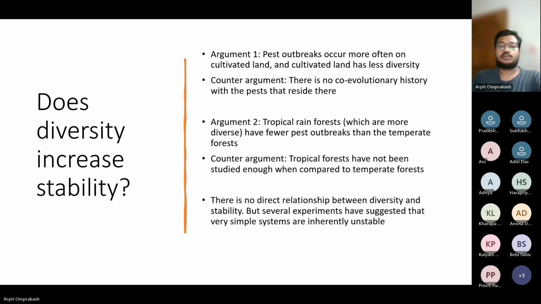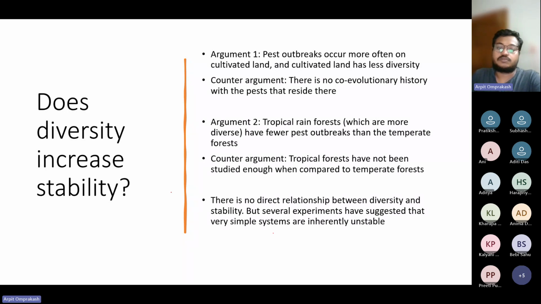Right. So it might not be just the diversity of the forest. The second argument that one can make is that tropical rainforests, which are more diverse, have fewer pest outbreaks than temperate forests. Here, the counter argument can be that tropical forests have not been studied enough when compared to temperate forests, and therefore we may not know of pest outbreaks that might be occurring in tropical rainforests also. Right. So there might be different reasons why this stability is there. Biodiversity might be just one part of it.